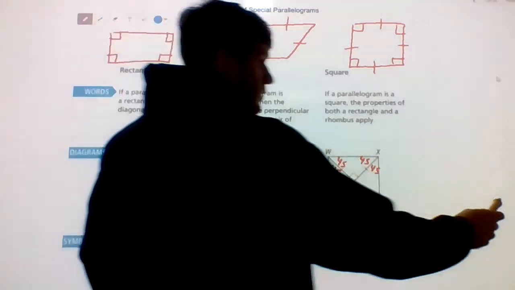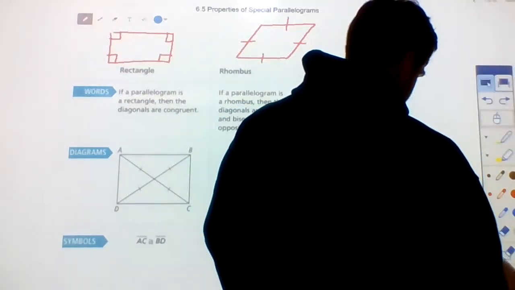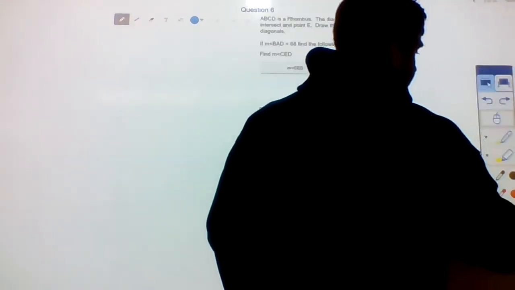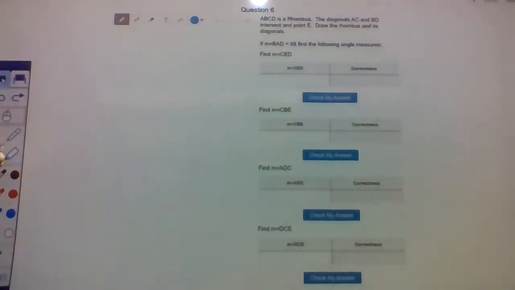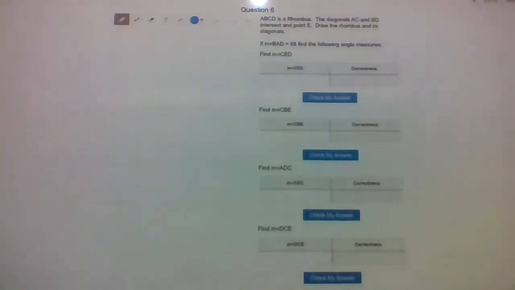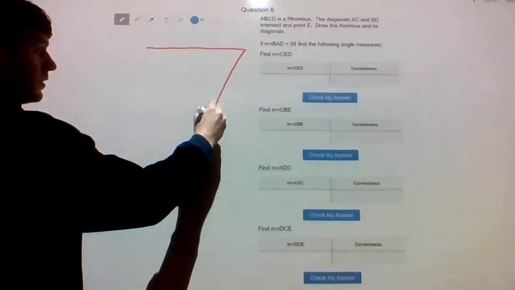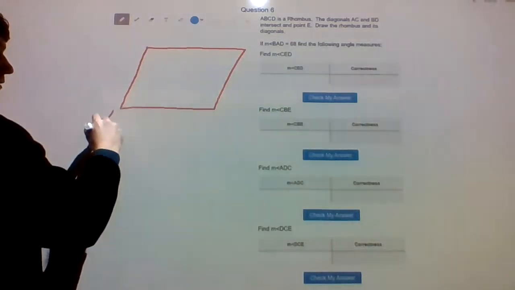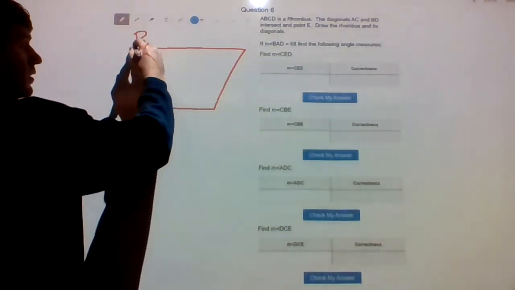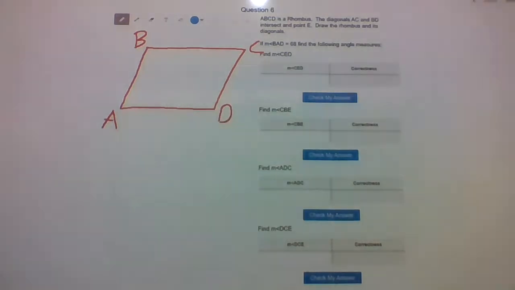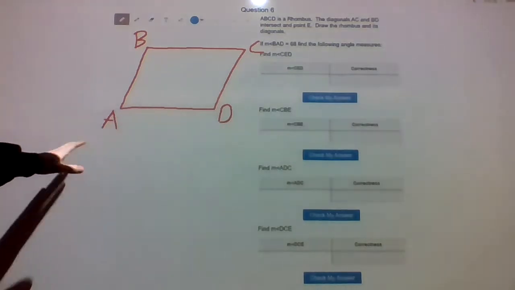All right, let's go to the first problem here. We need to start by drawing. We need to draw a rhombus out. ABCD is a rhombus. So let's just draw a rhombus, ABCD. This pen in this room isn't the best either. But ABCD is a rhombus.